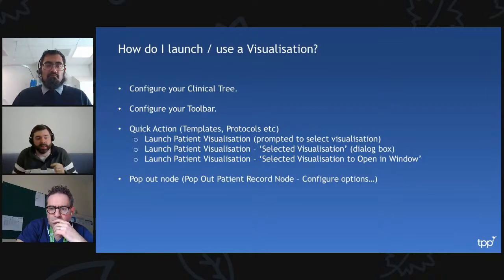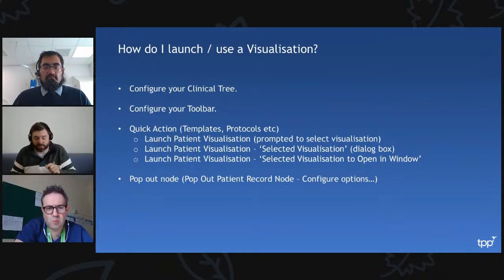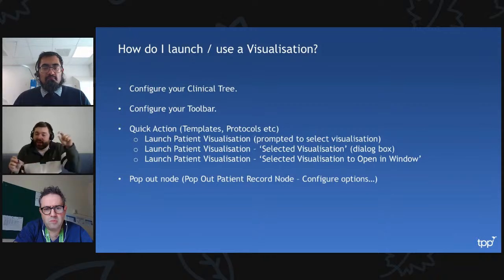visualization. And then I think it's key to mention the quick actions, the options available. You've got launch patient visualization, where it would give you the list of all of the available patient visualizations that you could launch. You can launch a visualization, but a selected one. So that could navigate you directly to your patient summary visualization, and you won't get the selector option. One thing to mention is that is in a dialog box. So the diabetes key care processes was using the patient launch selected visualization.